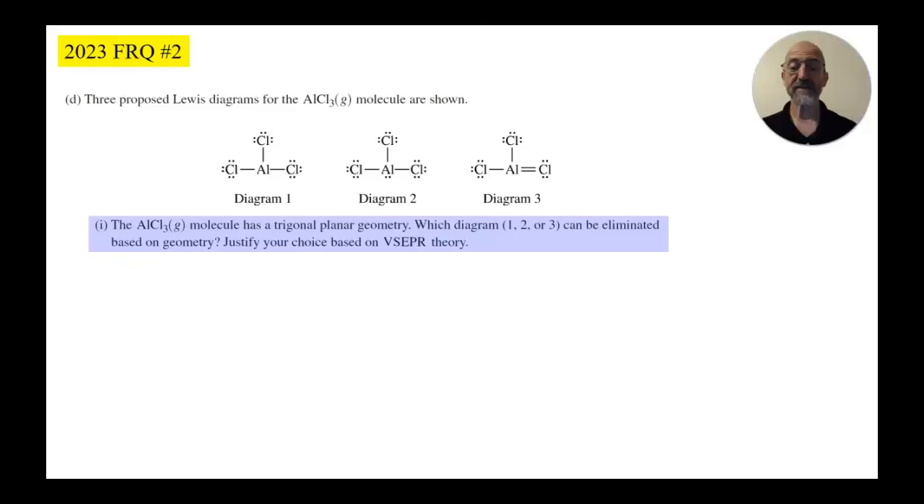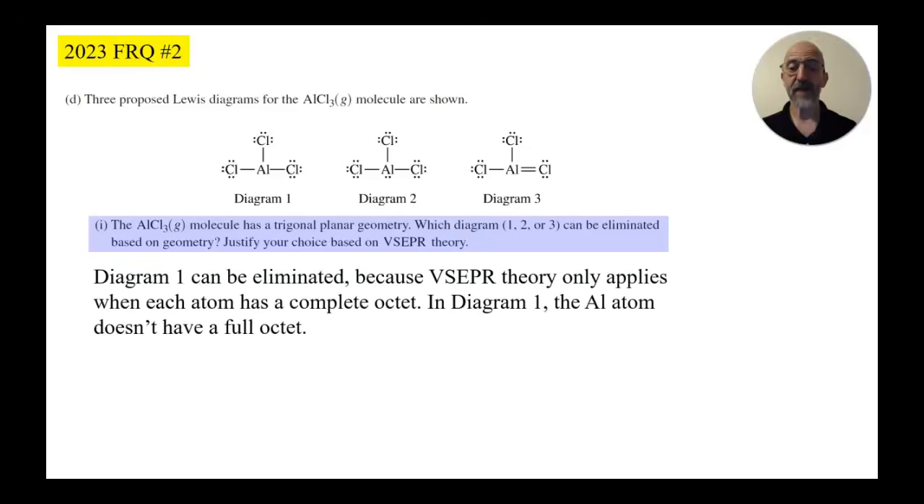So here's what the student said. And again, this is an incorrect answer. They said diagram 1 can be eliminated because VSEPR theory only applies when each atom has a complete octet. So the reason that the student chose diagram 1 to be eliminated is they said that the aluminum atom doesn't have a full octet. Now, the question was talking about geometry, not the octet rule.